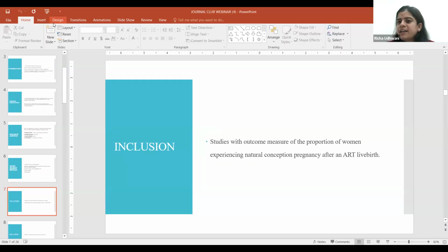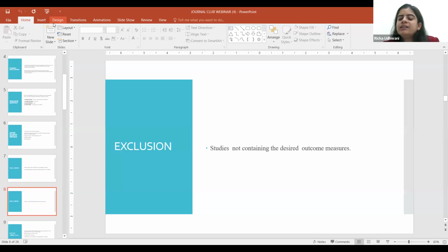The inclusion criteria were studies with the outcome measure of the proportion of women experiencing natural conception after ART, live birth. The studies which did not have these desired outcomes were excluded.